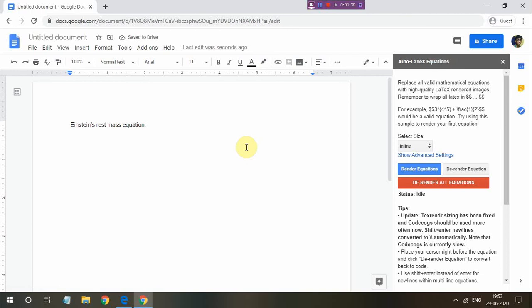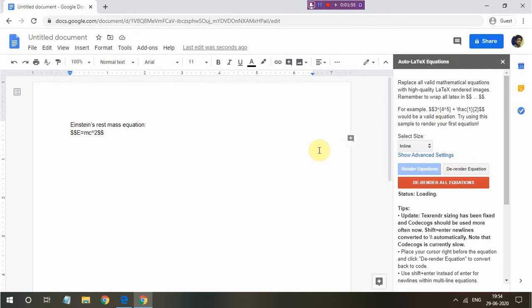Whenever you're starting an equation like this, first of all you need two dollar symbols, then you type the thing in between, and then again two dollar symbols. Whatever you do, it should be enclosed between two dollar symbols on either side, right? So E equals mc squared. If you want a superscript, you can use the caret or exponent, but this will also work.